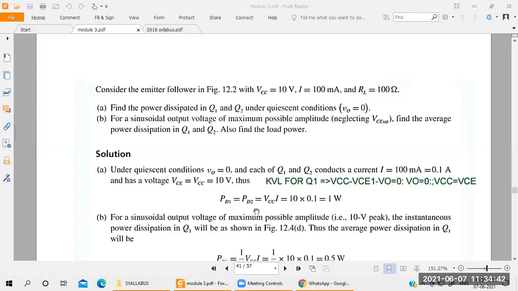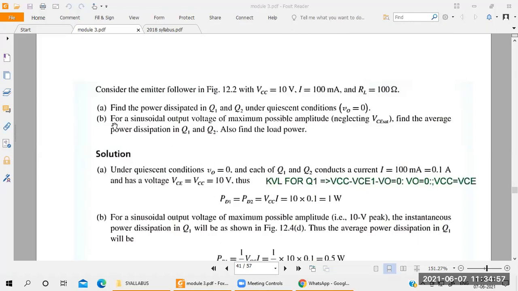PD1 is equal to PD2. So VCC into I. VCC how much here? 10. What is I here? 100 milliamps. So how much did you get now? Power dissipation for the first transistor and second transistor is 1 watt. Almost you got 1 watt.